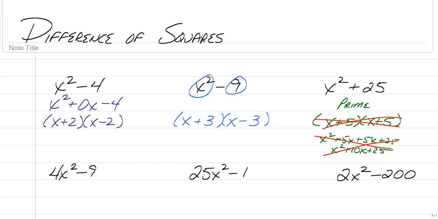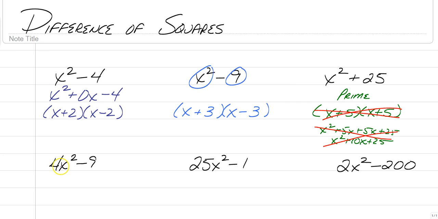Okay? Going on to the next row. We get something a little bigger, but it's still going to be the same thing, because 4x squared is still a perfect square. So the square root of 4 is 2, and the square root of x squared is x, and the square root of 9 is 3. So you're going to have 2x plus 3 and 2x minus 3. So now that we've done quite a few examples, why don't you pause the video and try the next two? Give it a shot.